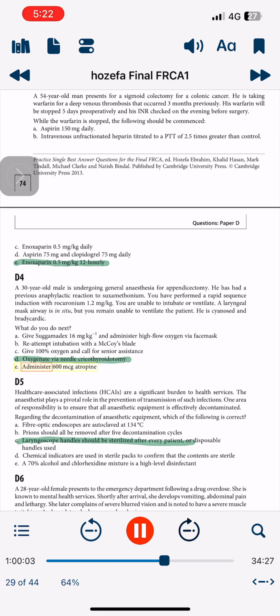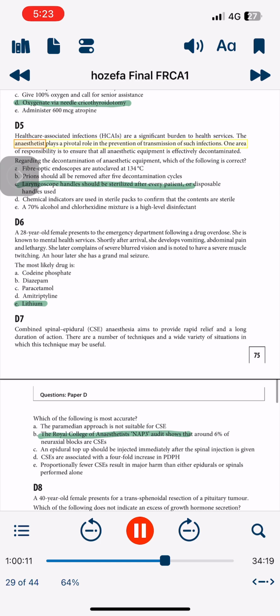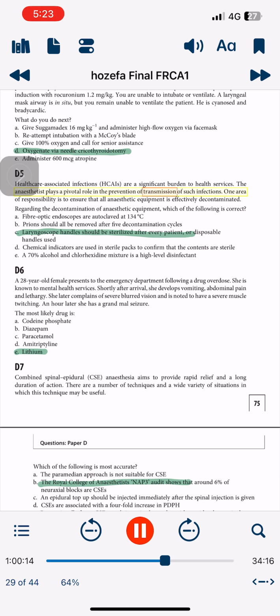E. D5. Healthcare-associated infections (HAI) are a significant burden to health services. The anesthetist plays a pivotal role in the prevention of transmission of such infections. One area of responsibility is to ensure that all anesthetic equipment is effectively decontaminated. Regarding the decontamination of anesthetic equipment, which of the following is correct? A. Laryngoscope handles should be sterilized after every patient, or disposable handles used.